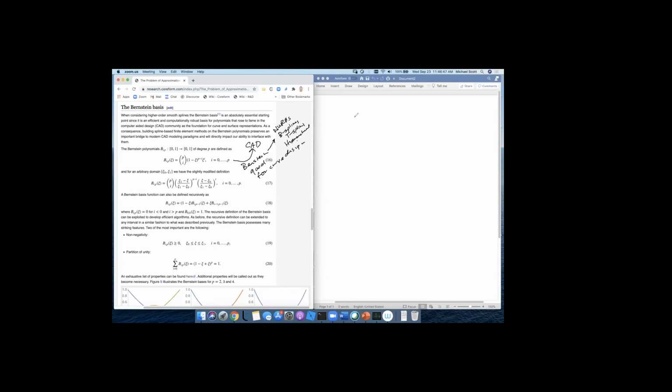Okay, so the Bernstein polynomials look like this. And what you should notice right away is we don't have the interpolation property. Notice at this point here, there isn't one function that's one, right? All three functions are non-zero. So there is no strong interpolation property in this basis.